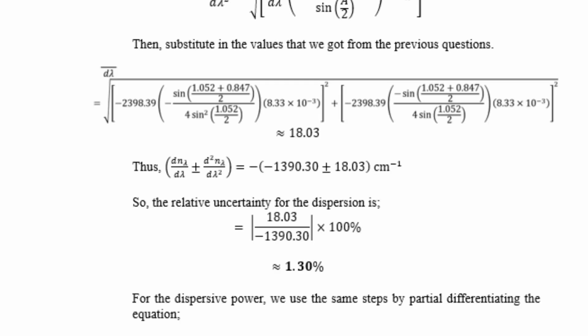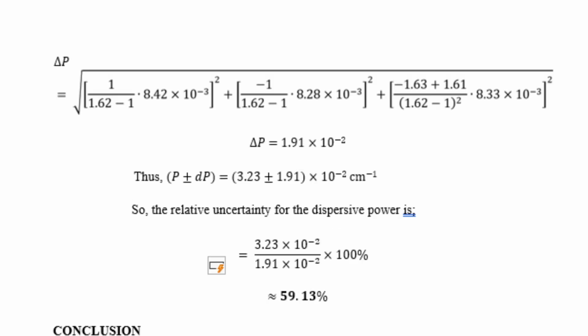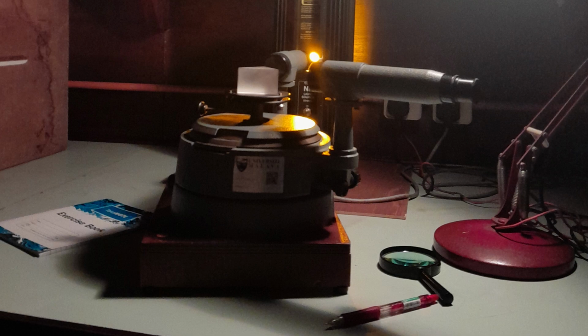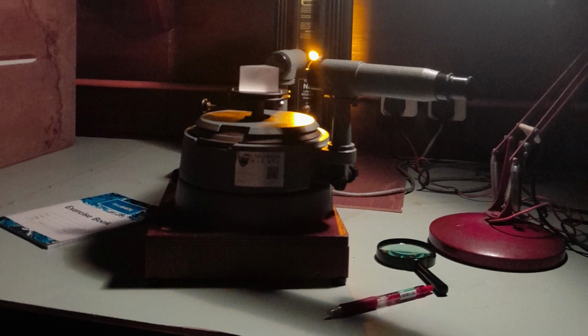In conclusion, the dispersion that I got in this experiment is negative 1390.3 per centimeter with a 1.3% relative uncertainty, whereas the dispersive value is 3.23 times 10 to the power of negative 2 per centimeter with a whopping 59.13% relative uncertainty. Maybe it is because of the sensitivity of measurements to small variations in angle and wavelength.